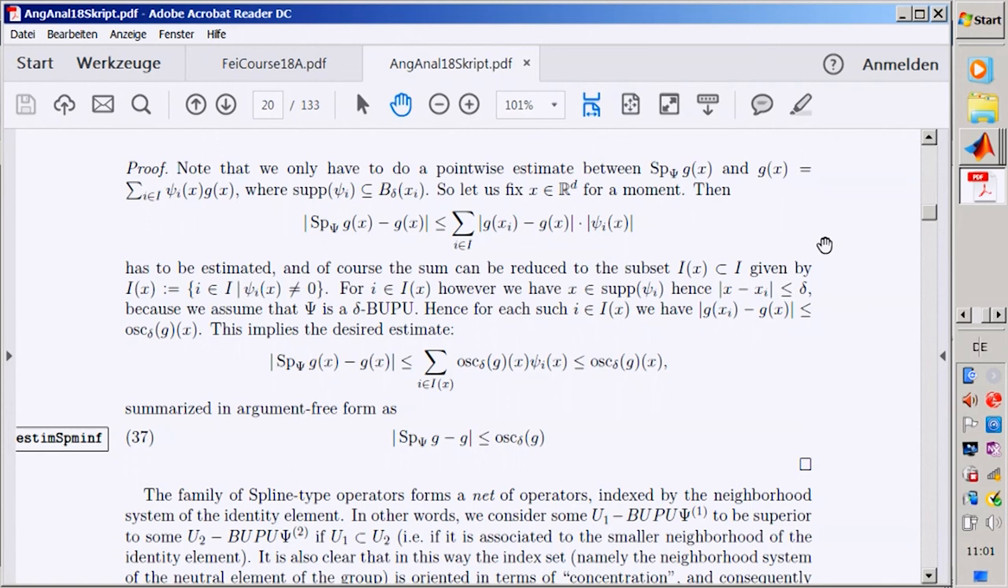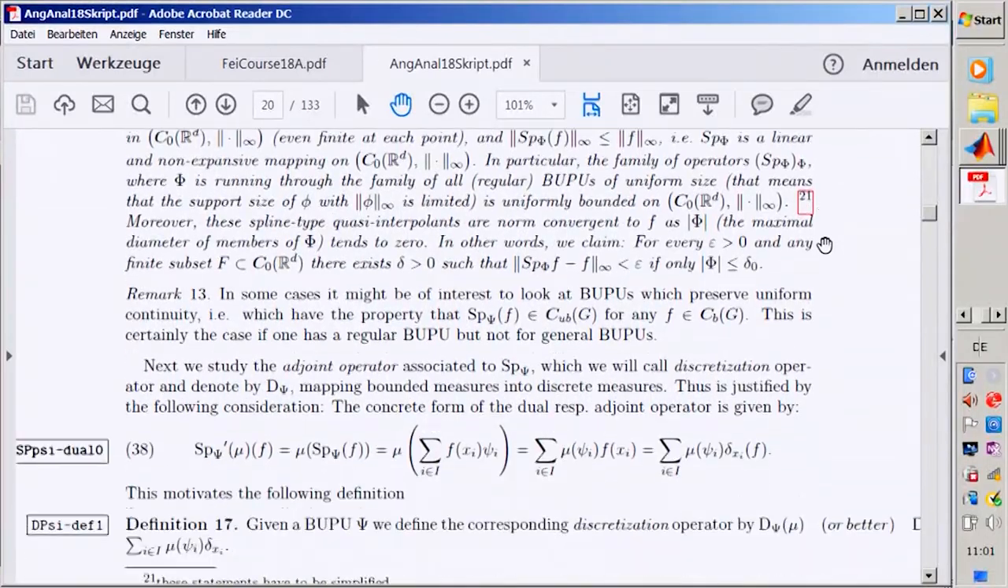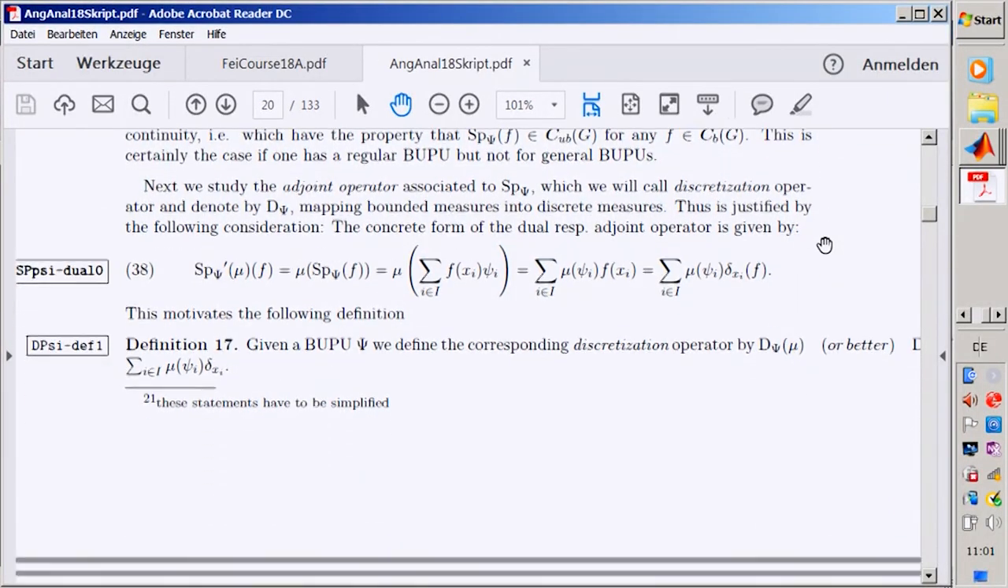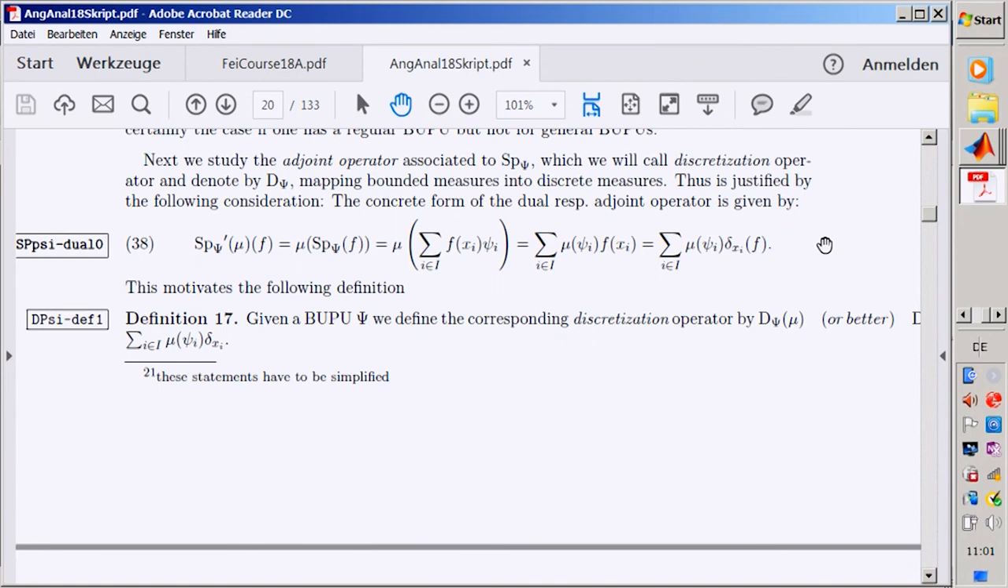Then you can also look at the transpose operator, and it will have very similar properties. So now the next step is for us to look at the transpose of the operator. Yeah, that's this line here. Again, following the general recipe, we have an operator, our spline quasi-interpolation operator S_P psi. It has an adjoint, and the adjoint maps the dual space into the dual space. So you can feed in a bounded measure, and you're getting another functional, another measure. So how can we understand it?